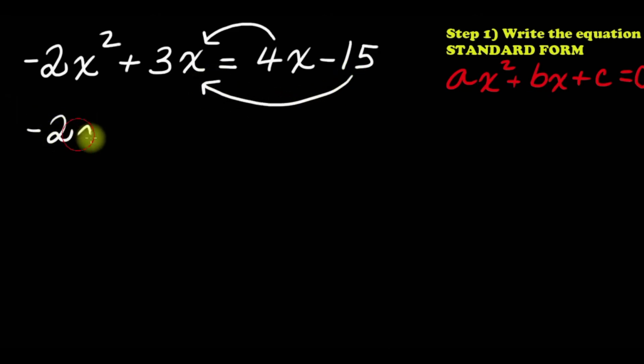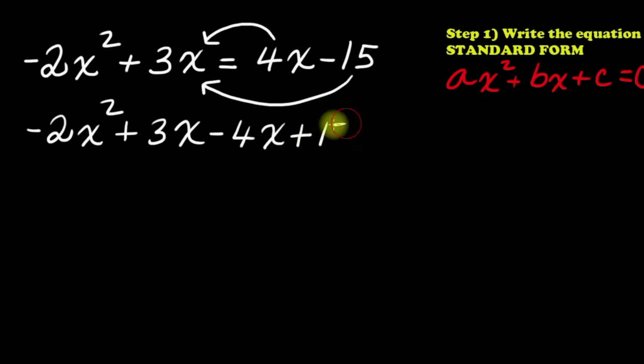So negative 2x squared plus 3x. Okay, so when you get rid of this 4x, you minus 4x. So you have negative 4x on the left-hand side. And then when you get rid of this minus 15, you add 15 to make it come out to 0. So you get positive 15 on this side. Okay, so then the other side becomes 0. All right, so basically you minus 4x and then you add 15, and that's how we got this. Negative 4x plus 15. Okay, so here you have negative 2x squared plus 3x minus 4x plus 15.